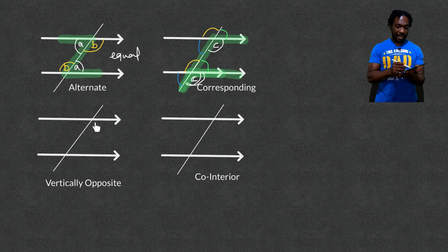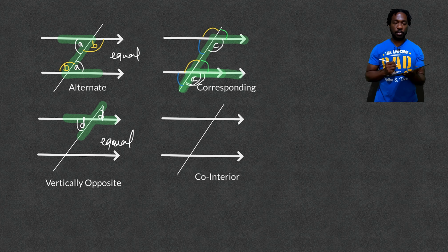We can also see angles that are vertically opposite. Now, what does it mean, vertically opposite? If you have a straight line and another straight line crossing each other, making that X shape, then the angles directly in front of each other are called vertically opposite. And those angles are the same. So this angle and that angle, I'll call that angle D and angle D. Those angles are the same. So vertically opposite angles are also equal.